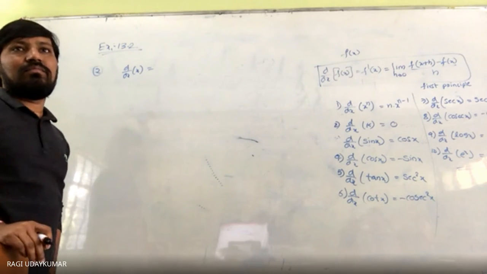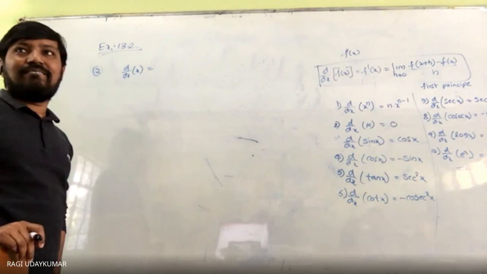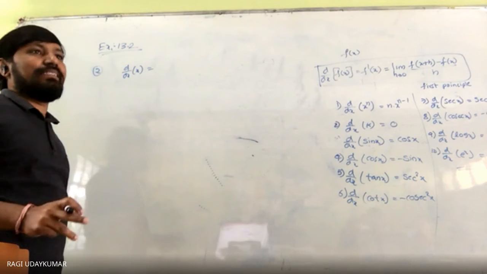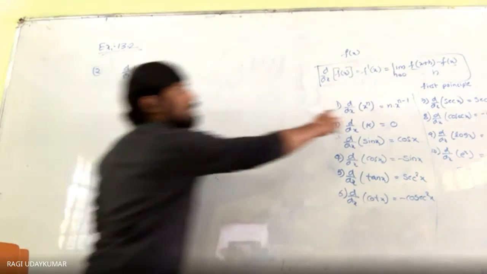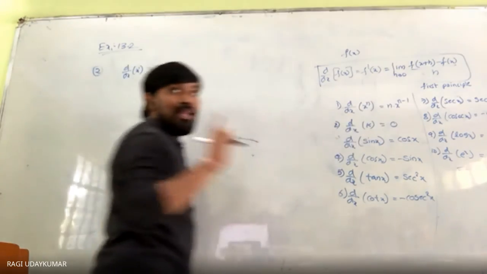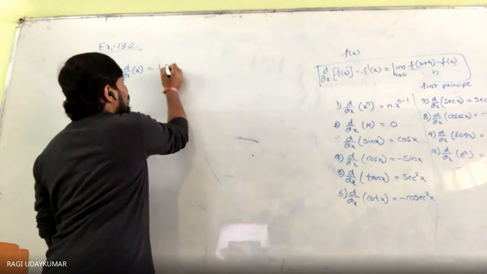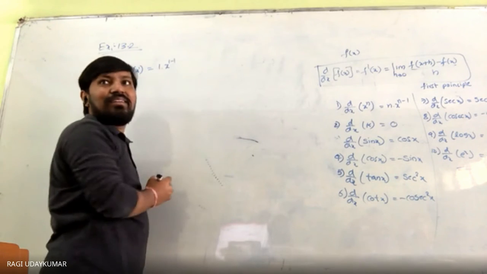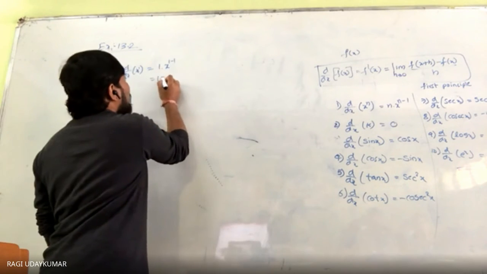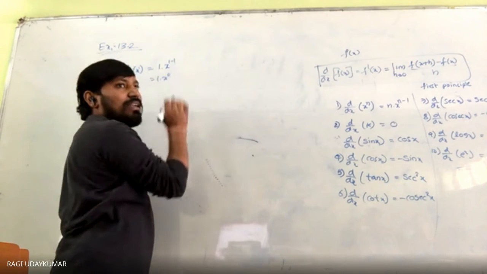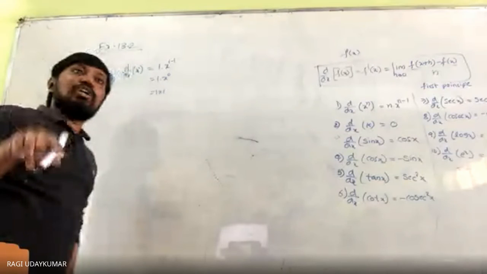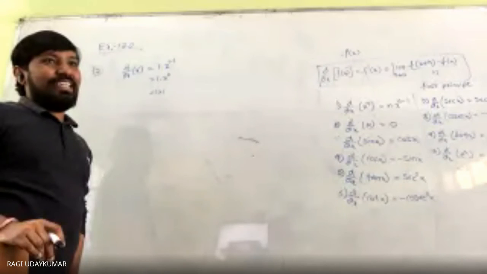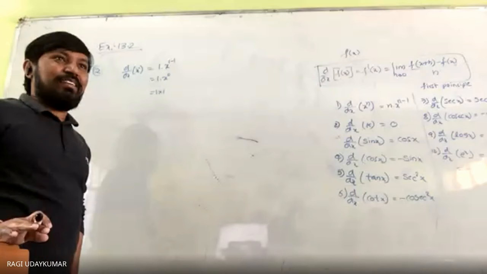Derivative of x will be 1, because d by dx of x to the power of 1, here n is 1. So 1 into x to the power of 1 minus 1. So what do you get here? 1 into x to the power of 0, value 1. So 1 into 1. At x equal to 1 it is asked, so it will be 1.